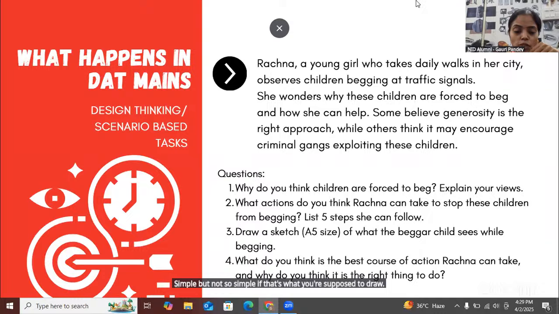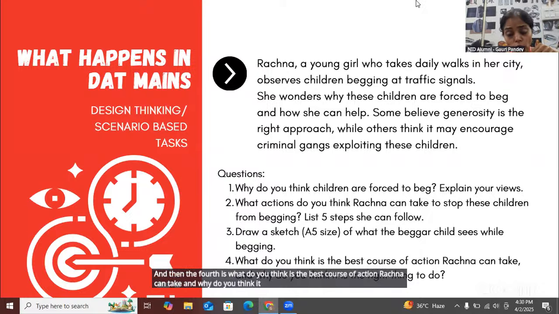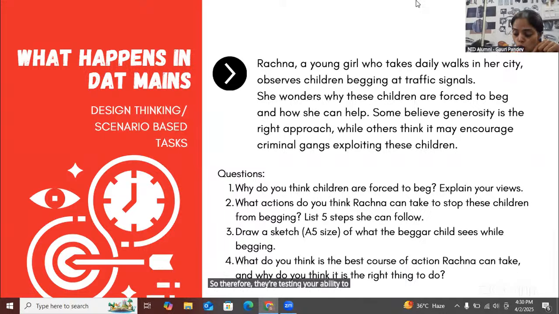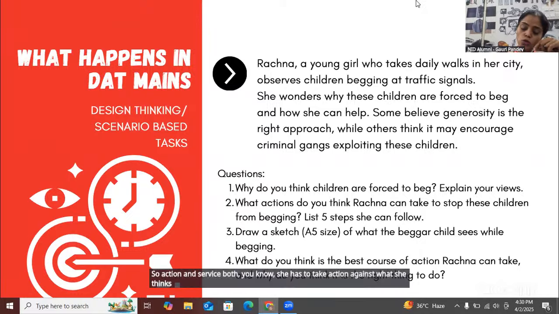And then the fourth is, what do you think is the best course of action Rachna can take, and why do you think it is the right thing to do? If you see, question 1, 2, and 4 are writing questions. So they're testing your ability to express your ideas in words. So action and service both, she has to take action against what she thinks is not right, and also service the pointers that you mentioned earlier. You can elaborate on one of them and then take them forward. That's how it can be for this task.